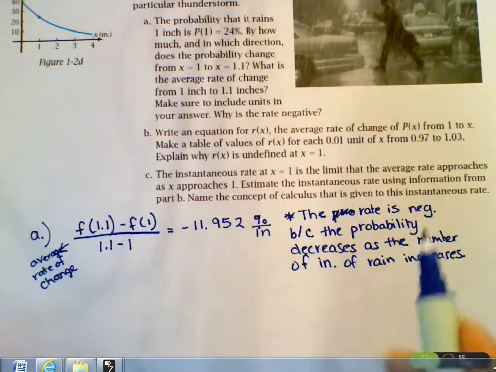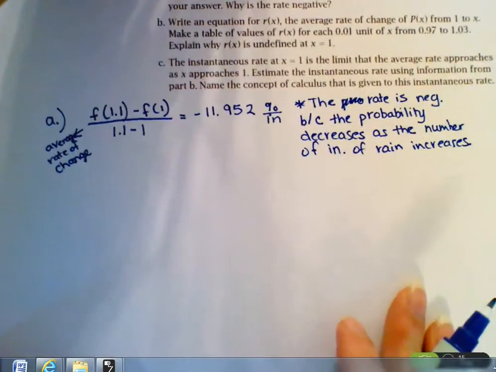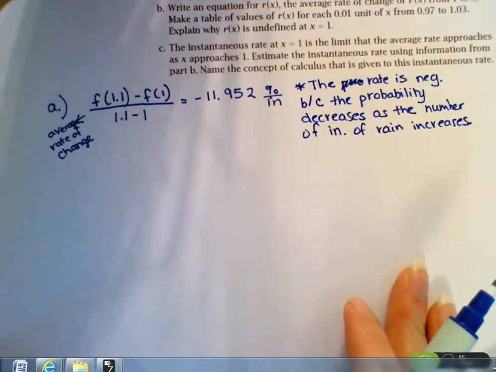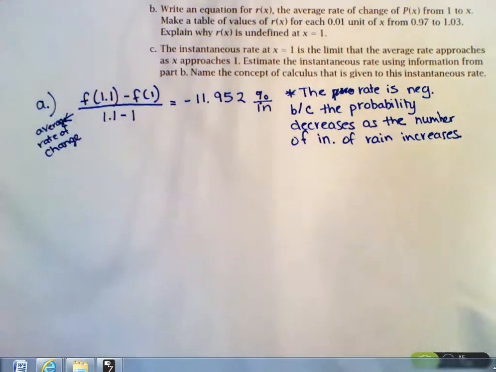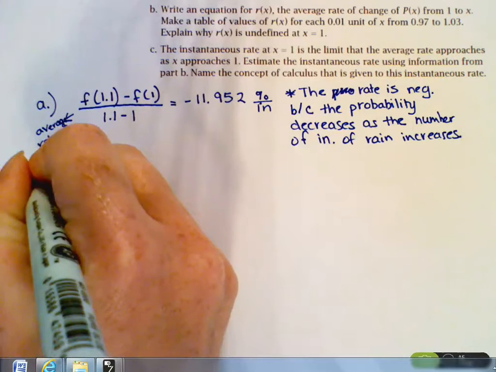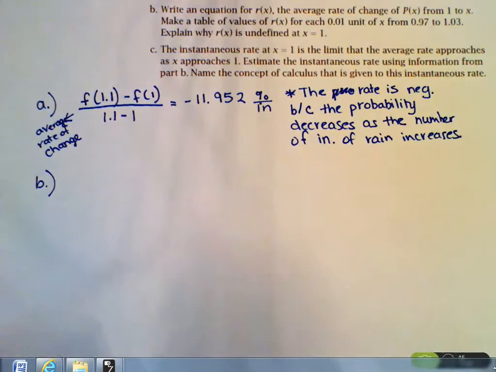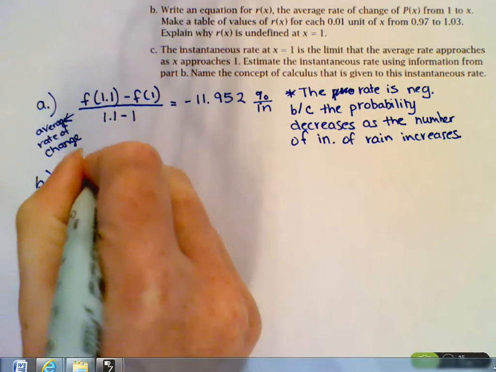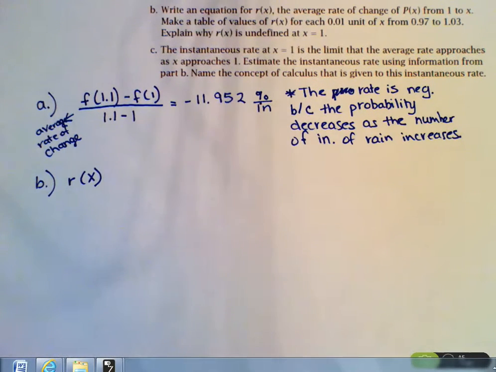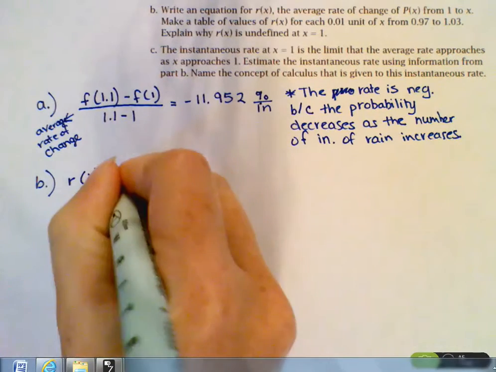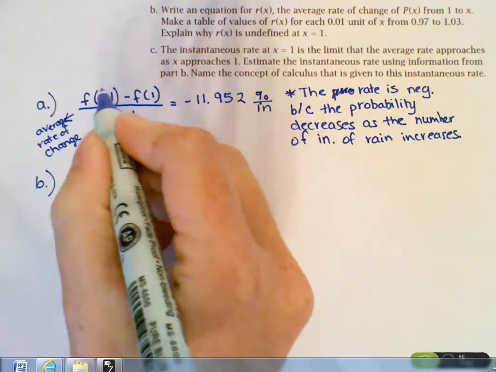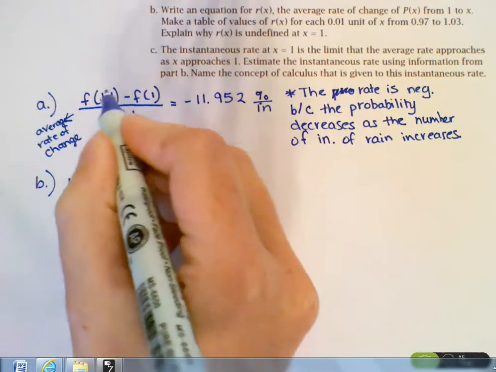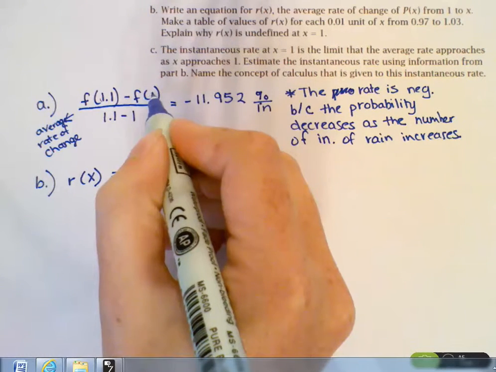Okay, so we have several things to answer again. So I'm going to move this down a little bit. And let's go ahead and work on letter B. The first thing I want us to write is this equation R of x. So I'm going to write R of x equals, and if you think about your average rate of change, what you're doing each time is entering in some value, some rate of change either after 1 or a little bit before 1.